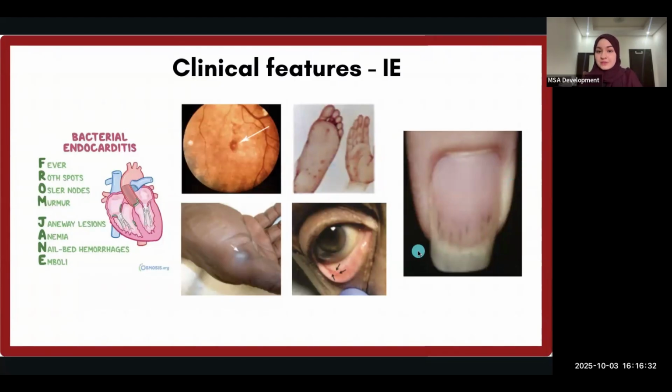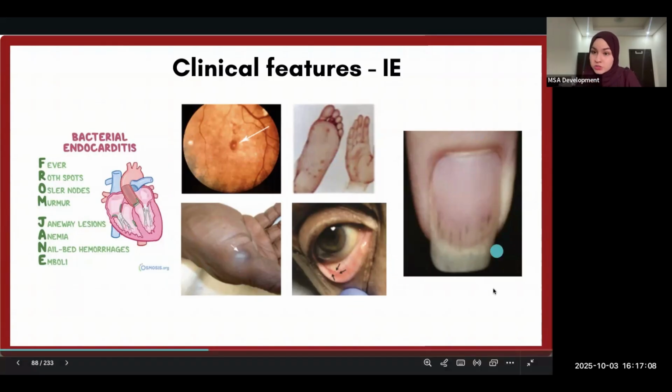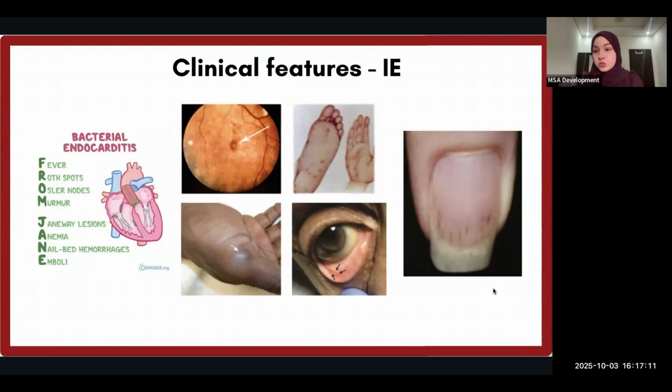Now, the clinical features of infective endocarditis can be remembered by the mnemonic FROM JANE. And you have minor criteria and major criteria to diagnose it, but make sure you have that down. So these are the features. Here we have Roth spots, which are retinal hemorrhages with a central area of necrosis. Osler nodes are painful subcutaneous nodules. Janeway lesions are painless lesions on the soles of the feet and hands. These are subconjunctival hemorrhages. These are splinter hemorrhages. So these can all be seen in infective endocarditis.